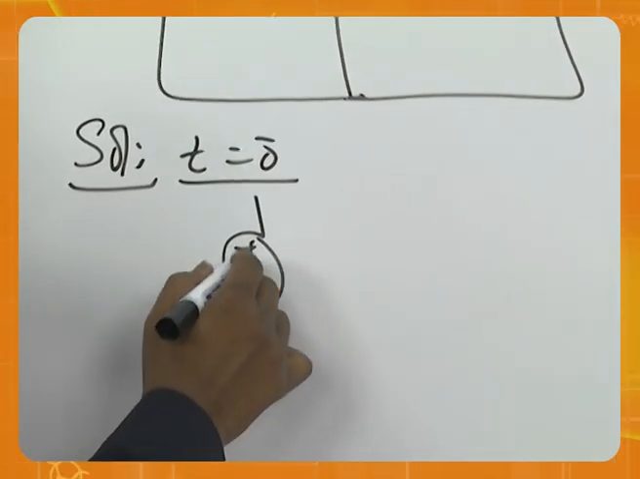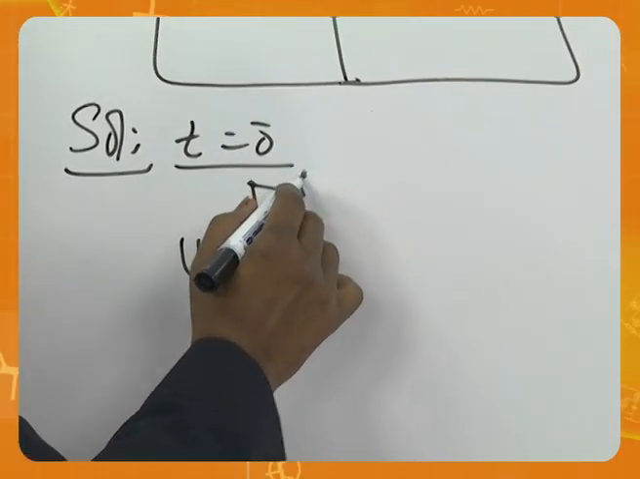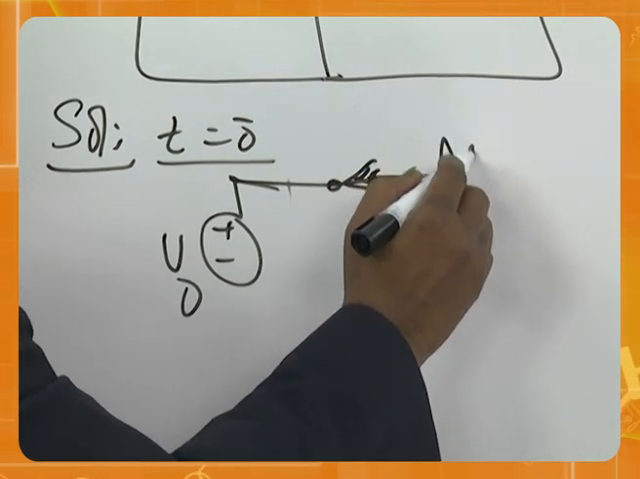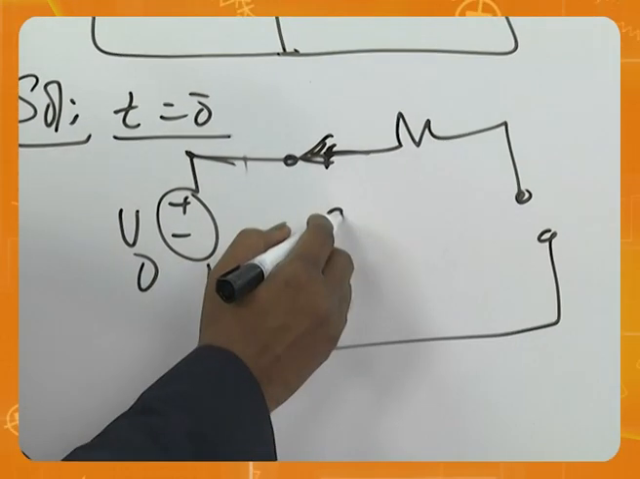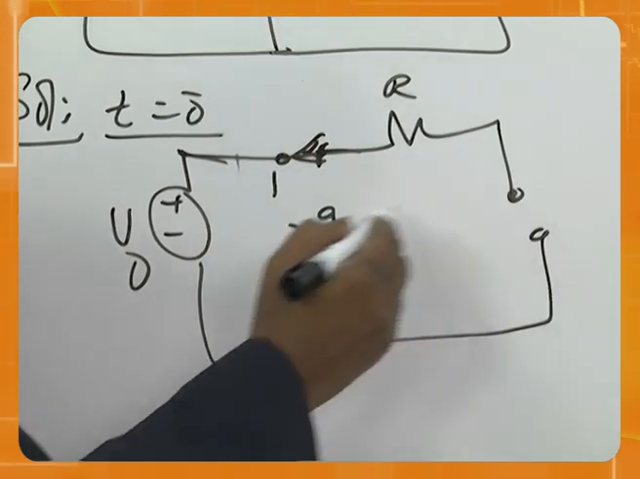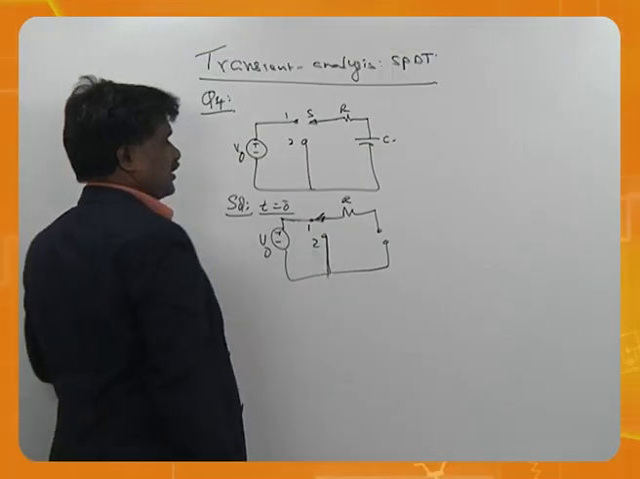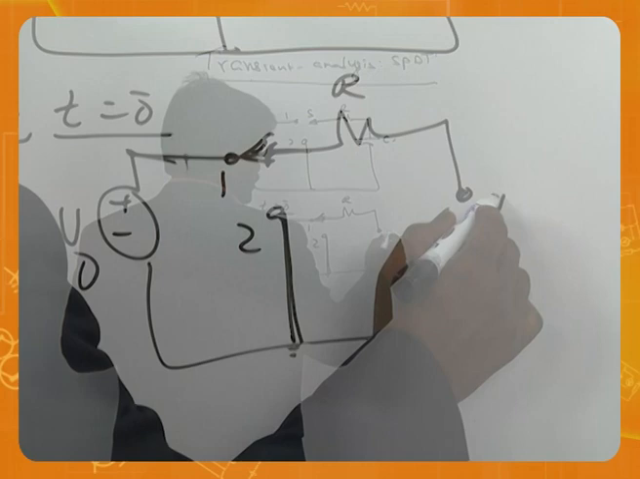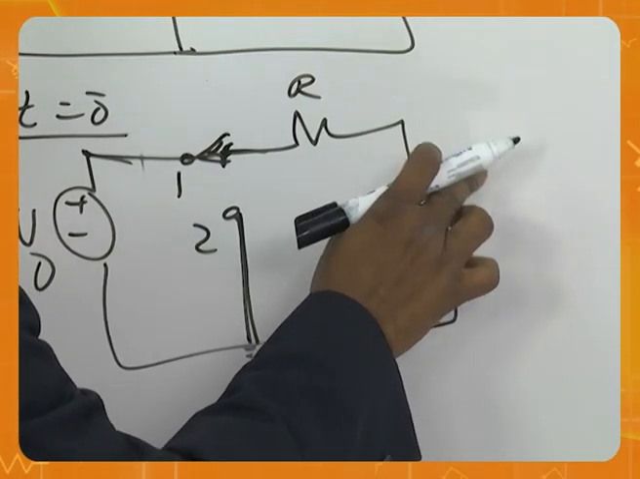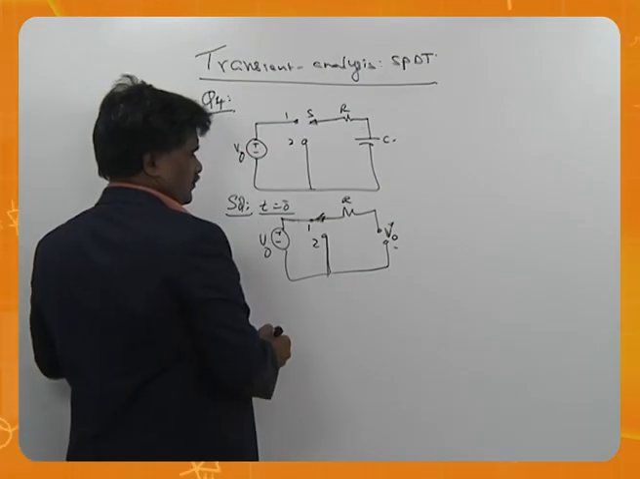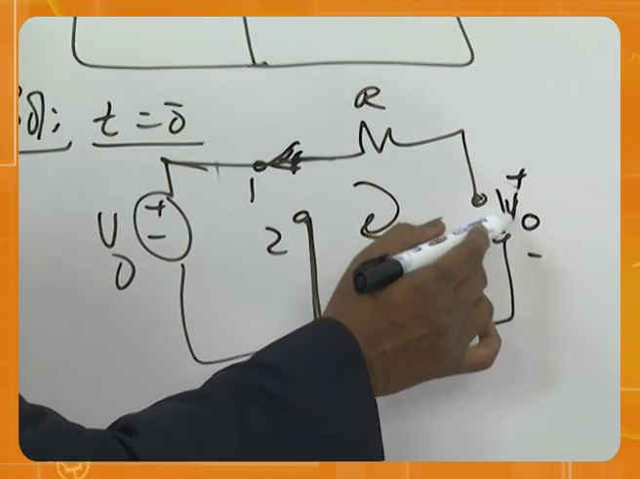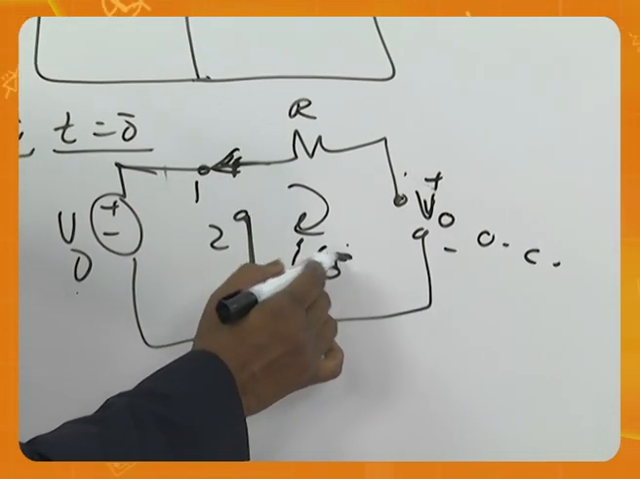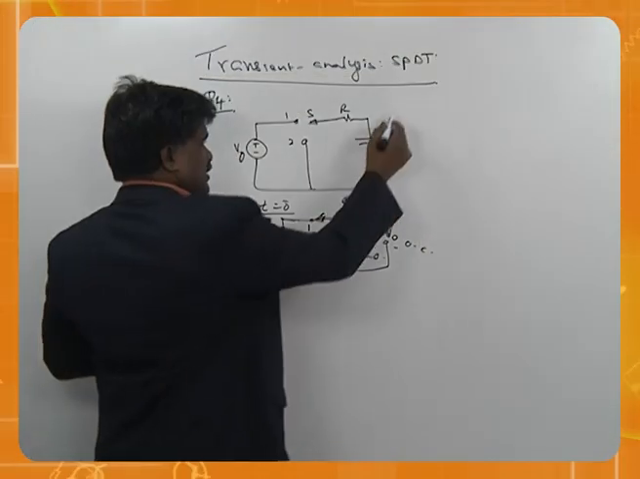At t equals 0 minus, the switch is at 1. If the switch is at 1 for a long time, what will happen to the capacitor? The capacitor is there for a long time, so it will take the total voltage here, plus minus. So total voltage here means what? Open circuit. What is the current here? 0 at 0 minus.